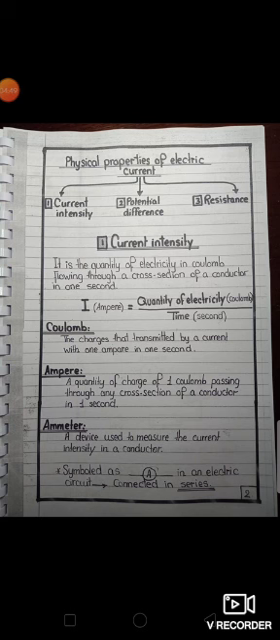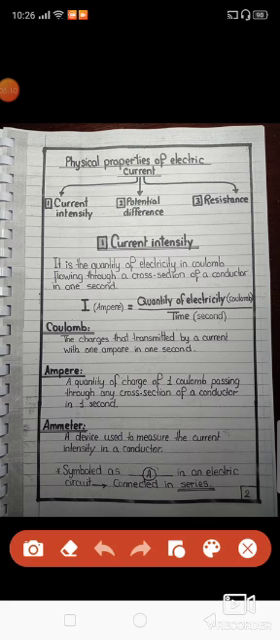Now the current intensity can be measured. How can we measure the current intensity in the electric circuit? By using an ammeter. The ammeter is a device used to measure the current intensity in a conductor. It has a symbol like this in an electric circuit, and it's connected in series. What does this mean?